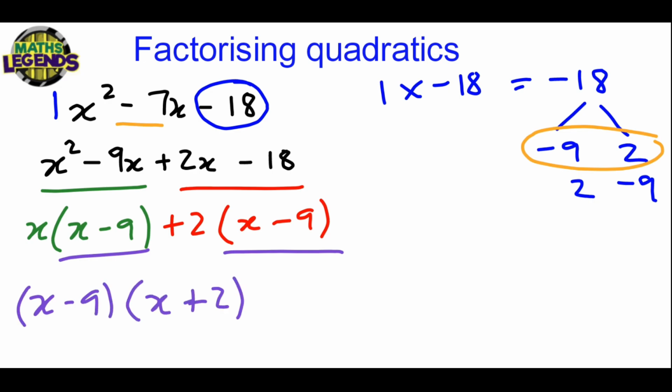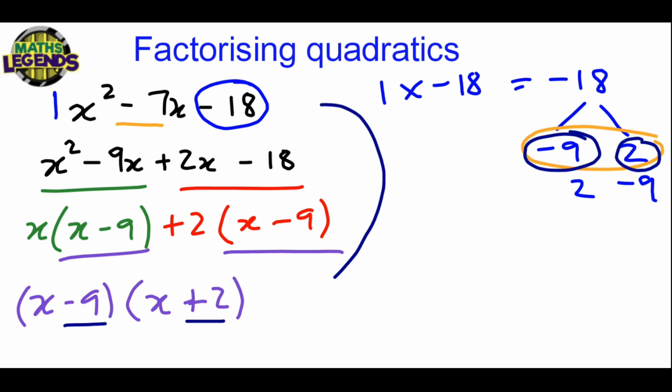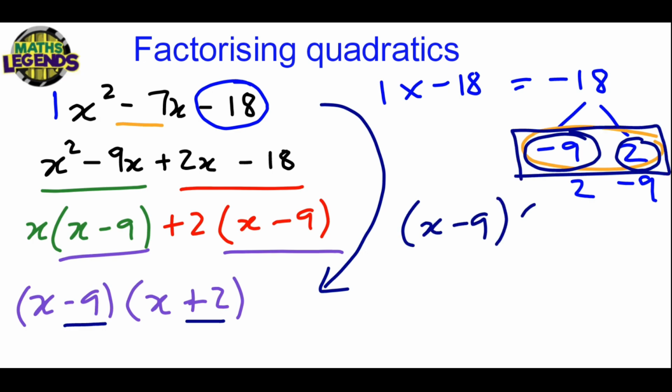Now in this example and the previous examples, you'll notice that this minus 9 is the same as this one here, and this plus 2 is the same here. So why did we do it in such a long way to get to the answer when effectively at this stage, when we wrote the factor pairs, we could write x minus 9 and x plus 2, and that would be our final answer? The reason for showing this method is because you will need it when the number in front of the x squared is more than 1.